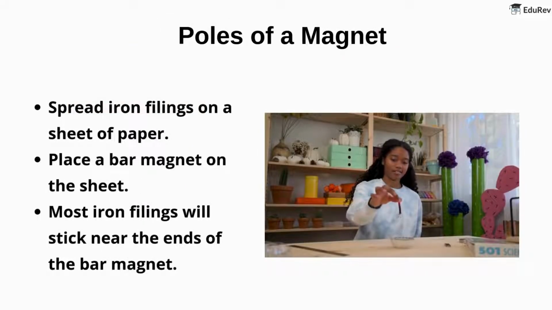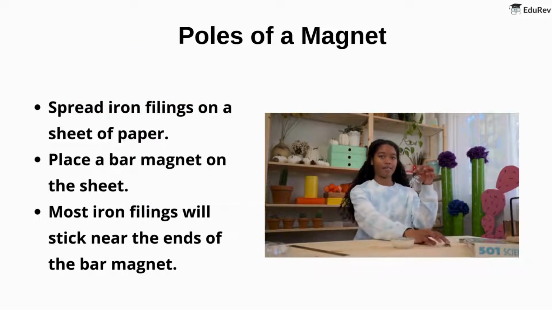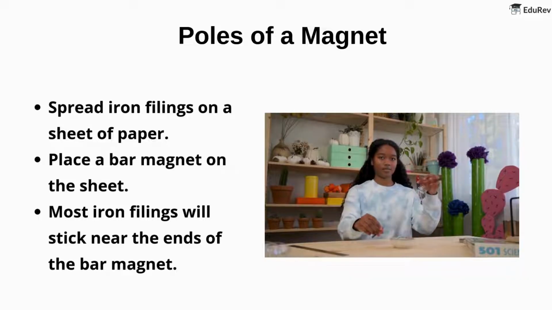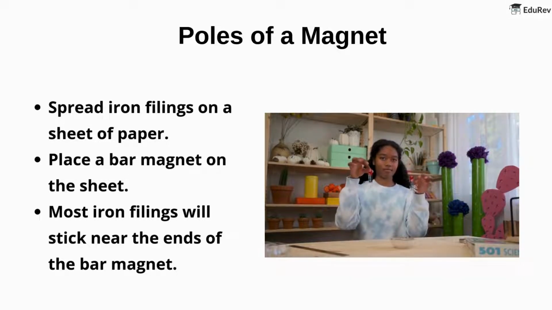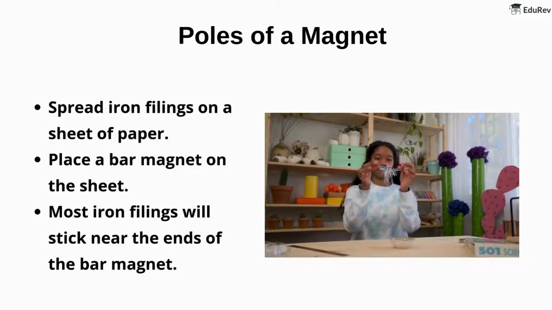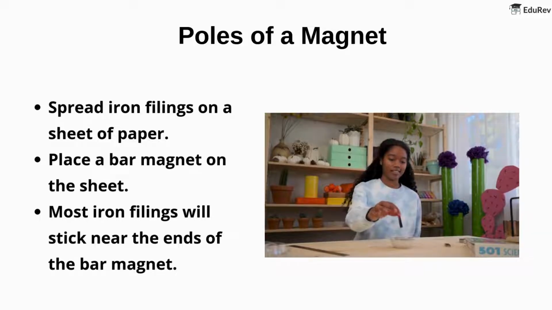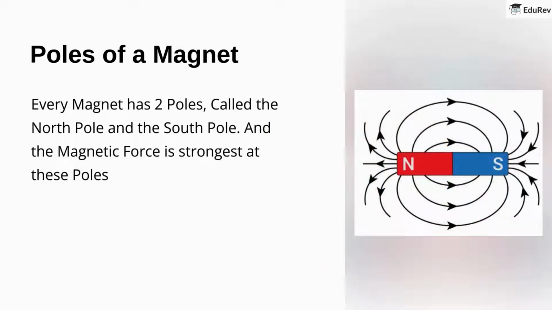Poles of a magnet. Spread some iron filings on a sheet of paper and place a bar magnet over them. We find that maximum iron filings stick near the ends of the bar magnet. These ends of the magnet are called the two poles of the magnet.